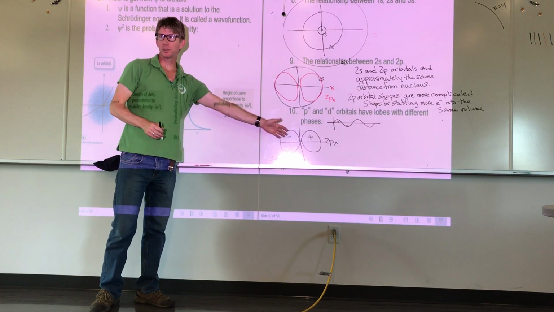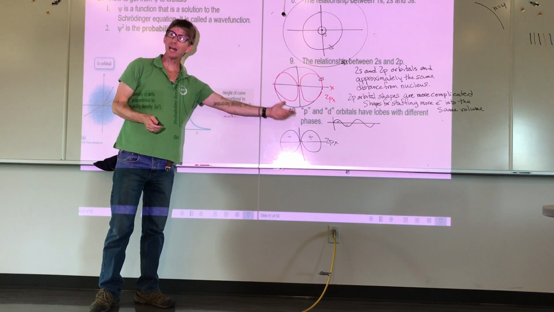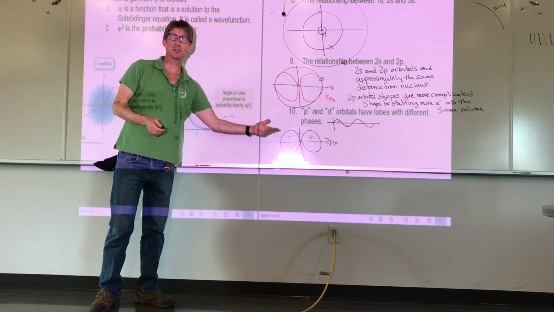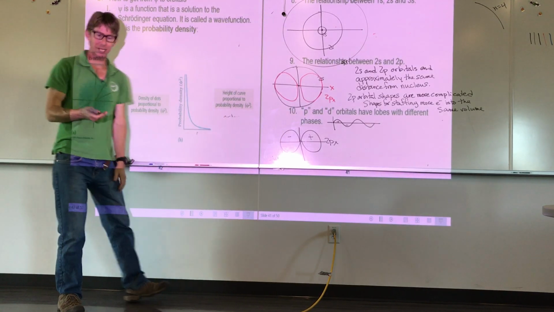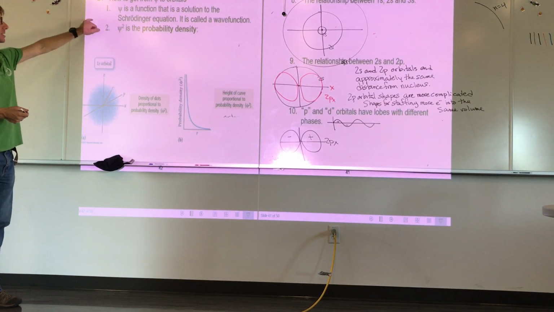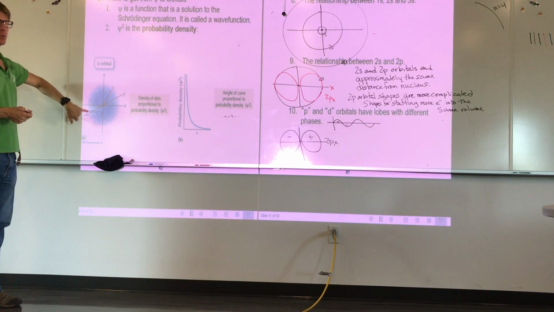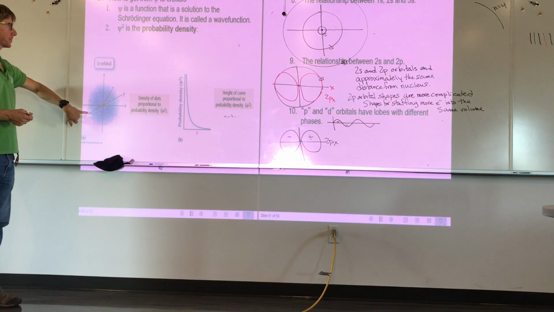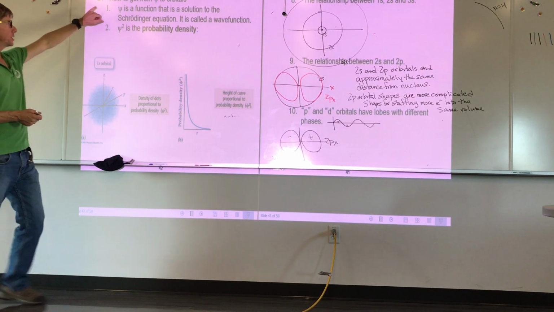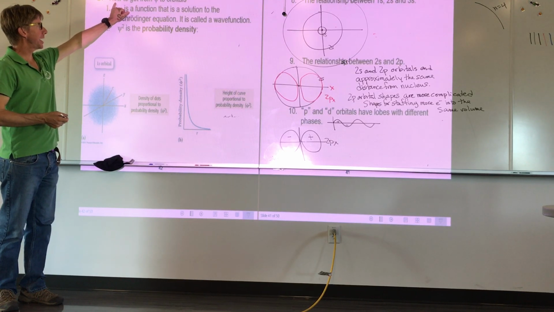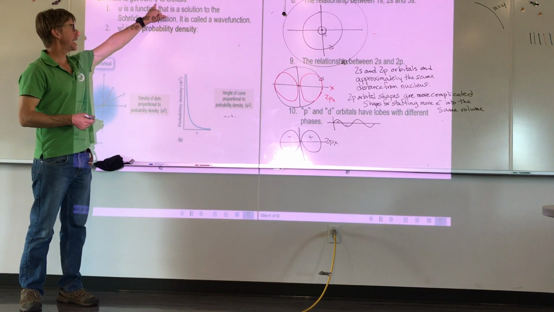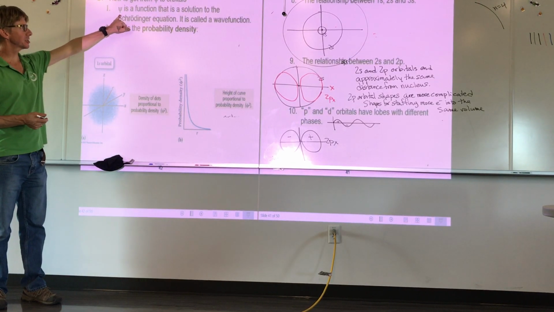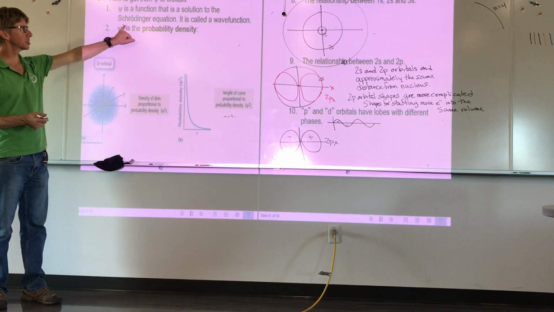So those are all the orbitals. That's how they relate. We haven't done electron configurations, but you can see, hopefully, the relationship. Now let's come back to what is an orbital. And the way that we're going to do that is we're going to talk about how to get from psi to orbitals. Psi is a function that is a solution to the Schrodinger equation. It's called a wave function.